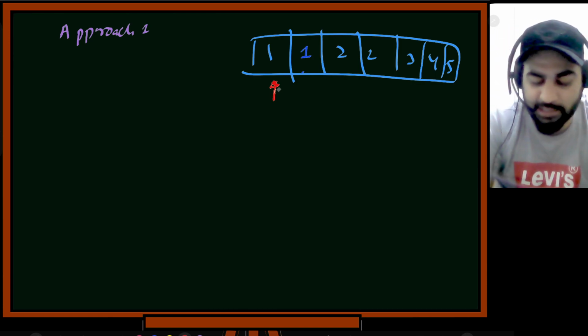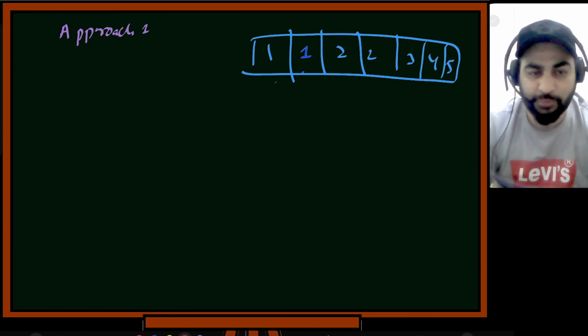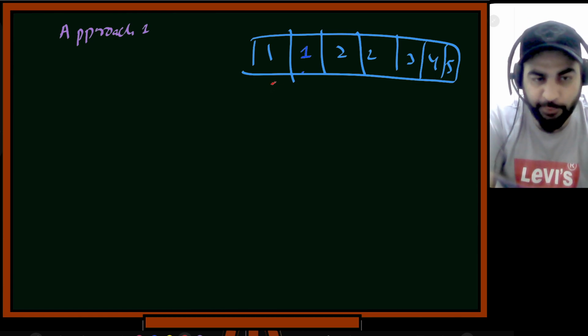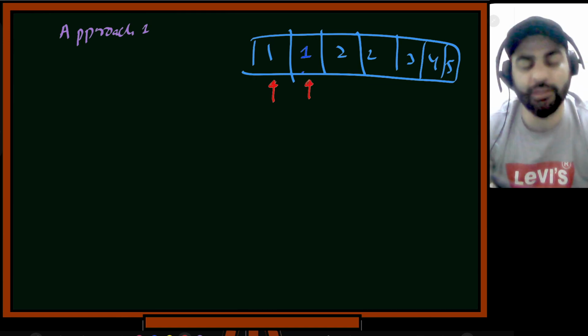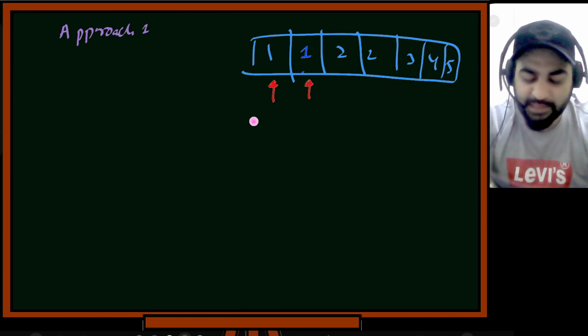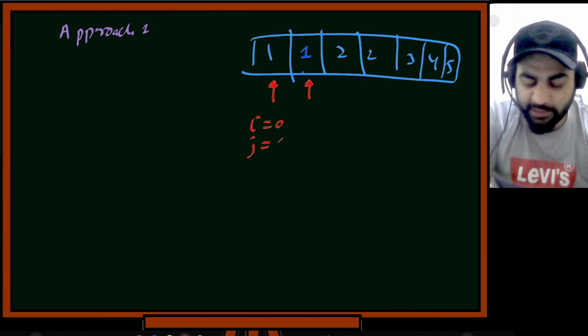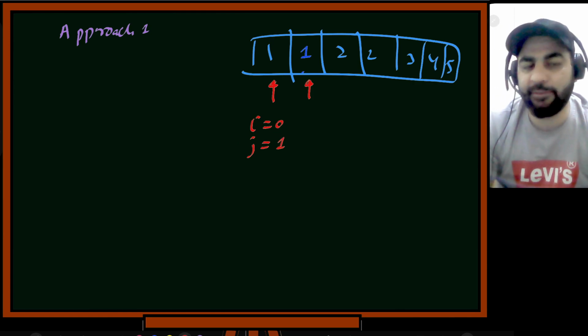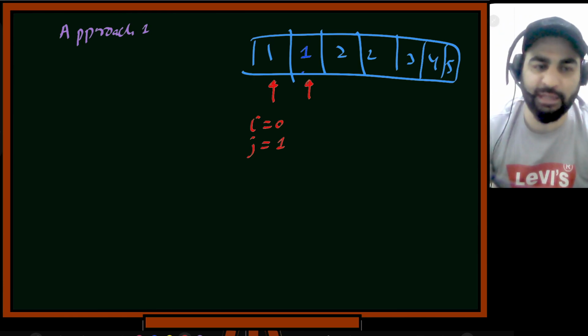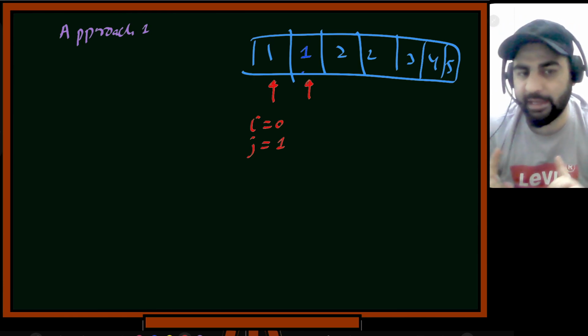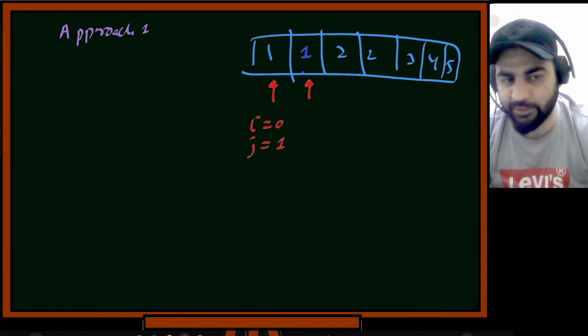Let's suppose I'll start writing the code. I'll start this i from here, so this is my first pointer, and I'll start my j from here. Okay, these are my 2 pointers. Let's suppose i is equal to 0 and j is equal to 1. This is how I'll start it. Then I'll say if the elements are not equal, then increment i and paste the element j in the ith position. Okay, this is what I'll do.